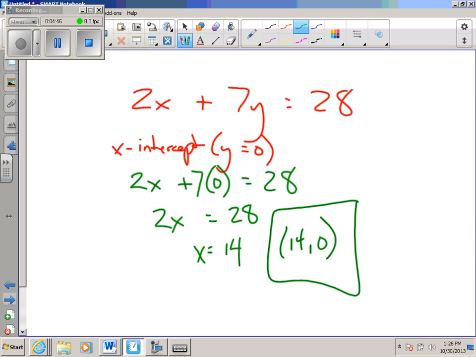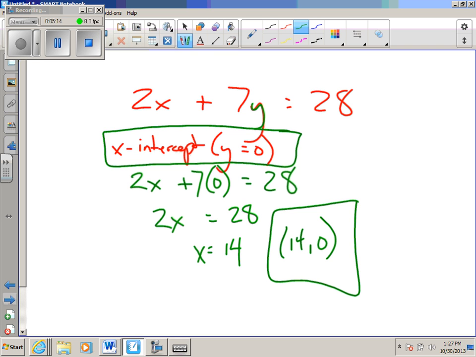Okay, so in order to get my x-intercept, that means y is 0. So what I did was I took this equation and I substituted a 0 for y. So 2x plus, what is 7 times 0? 0. So 2x plus 0 is just like 2x, right? So that's what happens to that.